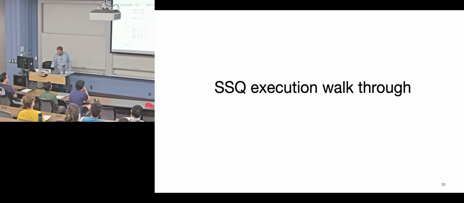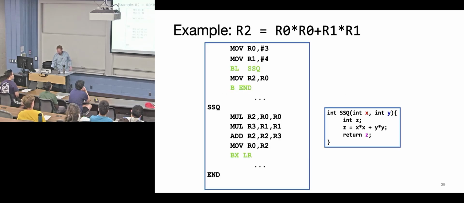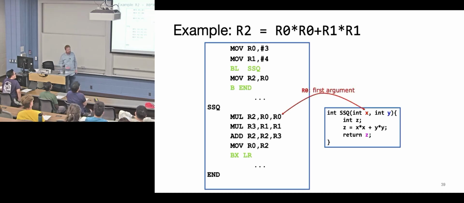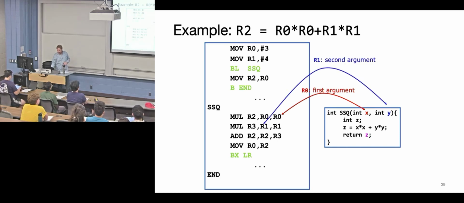So let's walk through this example. This is just how the C would correspond to the assembly. Basically, you're passing your lowest variable into R0, and then your next one into R1, and then your return value gets placed in the lowest value register, which is R0. Then you'll branch back.